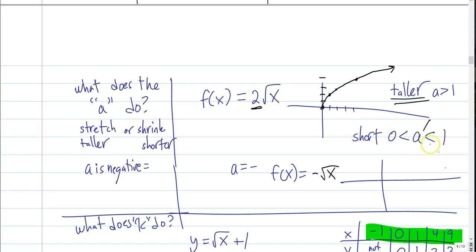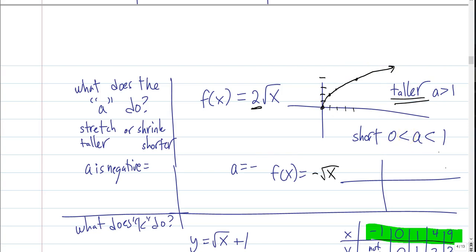If the a is between 0 and 1, like a fraction or a decimal between 0 and 1, that will just shrink all the numbers by that ratio to make them shorter. So if it was 0.1, everything would be 10% smaller. If it was 0.5, it'd be 50% smaller. So keep in mind that if the a is greater than 1, it stretches the graph. Between 0 and 1 would be basically shrinking the graph.